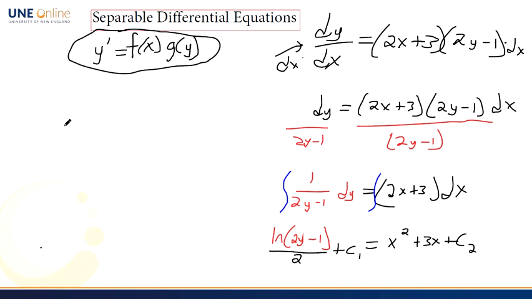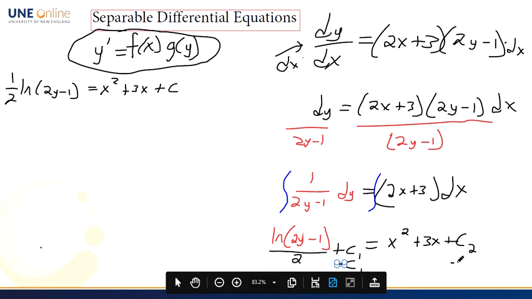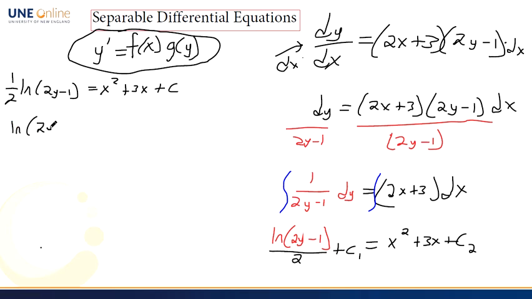First of all, we can collect the arbitrary constants. Let's say that's 1/2 natural log of 2y minus 1 equals x squared plus 3x plus just some arbitrary constant c, right? Because if you subtract c1 from both sides, c2 minus c1, that's still some arbitrary constant. And I'm trying to get y by itself, so let's get rid of that 1/2. We'll multiply both sides by 2. So it gives us 2x squared plus 6x plus c, because 2 times an arbitrary constant c is still some arbitrary constant c, right?